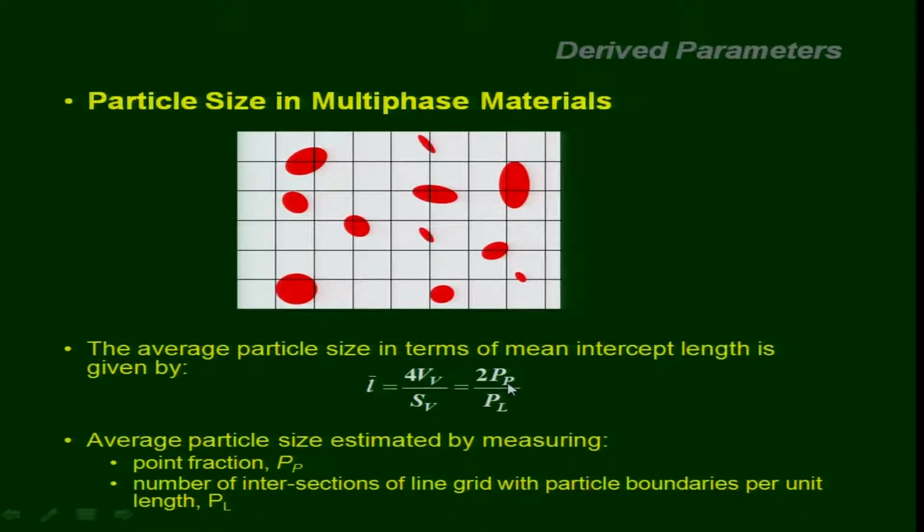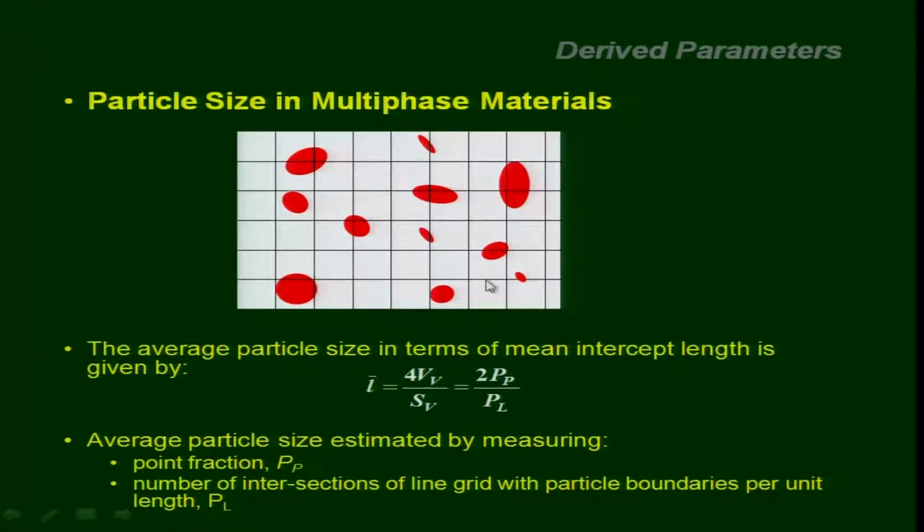Simply, the volume fraction I replace with the point fraction, and SV is equal to 2 times PL. So, I substitute here 2 times PL to get a result of 4 times the point fraction upon 2 PL. So, I have to just do two methods of counting. I put this grid, get a point count to get the point fraction, and then using the same grid use these horizontal lines as the line grid and do a count of PL. Getting this, I will get the mean intercept length or the particle size.